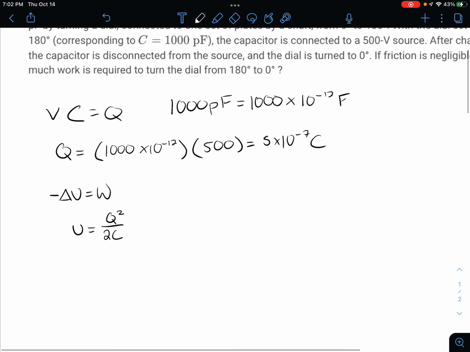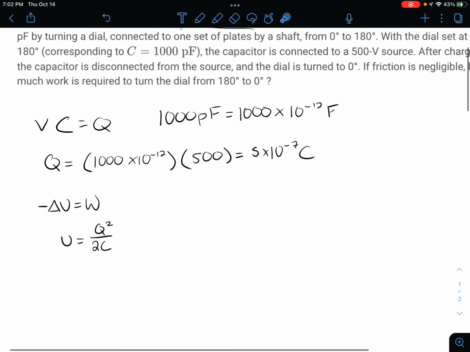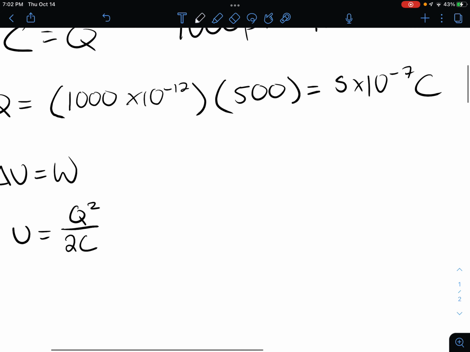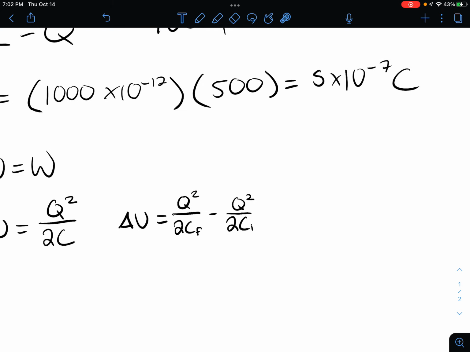So if we have our initial Q, we have the Q that we're starting with here. It's not going to change. The only thing we're changing is this capacitance down here. So if we're making this our delta U, it's going to be Q squared, which isn't changing for either, divided by 2, our final capacitance minus our initial, sorry. There's our 2C initial. And again, the initial and final charges are going to stay the same.